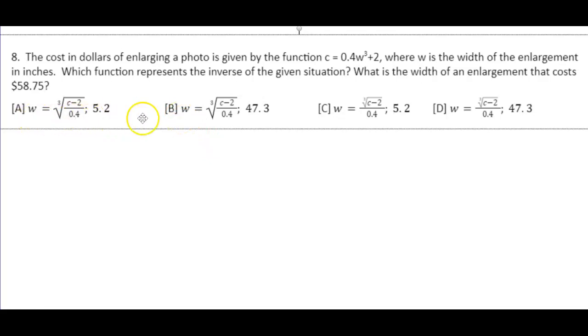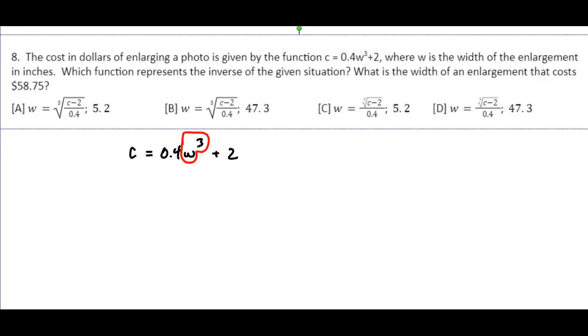First, notice that all your choices are solved for W, so that gives you a big clue as to what you need to do if you were confused. We need to take this equation, C equals 0.4 W cubed plus 2, and we need to solve for W. Right now there's a bunch of stuff in the way of doing that. So we need to move everything that is not the W cubed over to the other side. That way we can eventually take the cube root to undo that cube and solve for W.